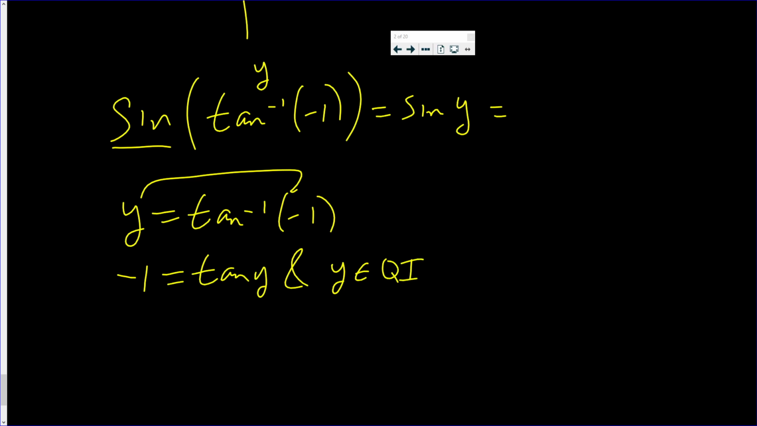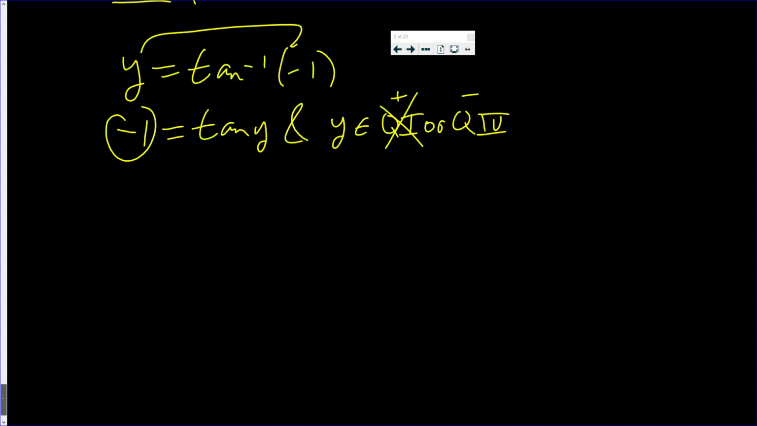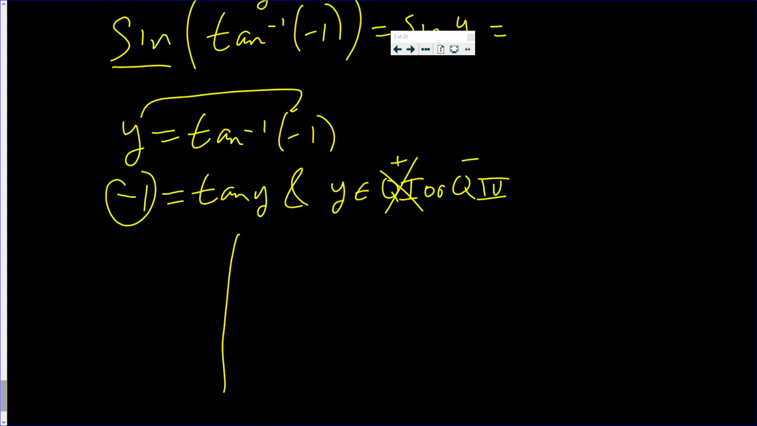Y is in quadrant 1 or quadrant 4. Again, quadrant 1 is always positive. The other quadrant is negative. Oh, we want a negative answer. Okay, so we are in quadrant 4. So I go into quadrant 4. I draw my right triangle. The tangent is -1. So tangent of y.